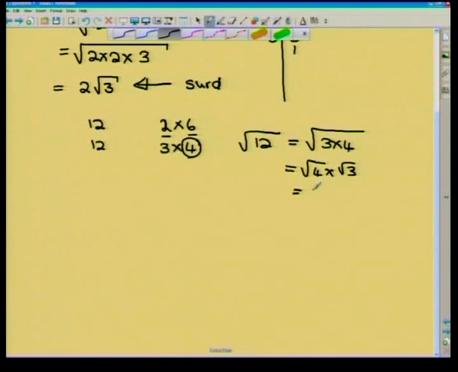The root of 4 being 2 root 3. And you can see that's quite an easy way to get that answer. Now I'm going to spend some time doing an example with you just now, but I just want you to try and get this little start because it just makes life a lot easier.